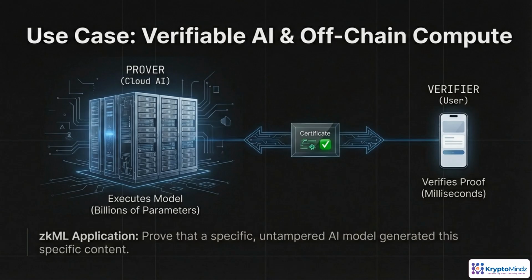Now shift to AI. Picture a huge language model running in the cloud, completely off-chain. Instead of trusting the provider's word, it generates a succinct proof that this exact unmodified model with this input produced this output. The user or a smart contract verifies that proof in milliseconds. That's verifiable AI, heavy computation off-chain, with trust anchored by cryptographic proofs.